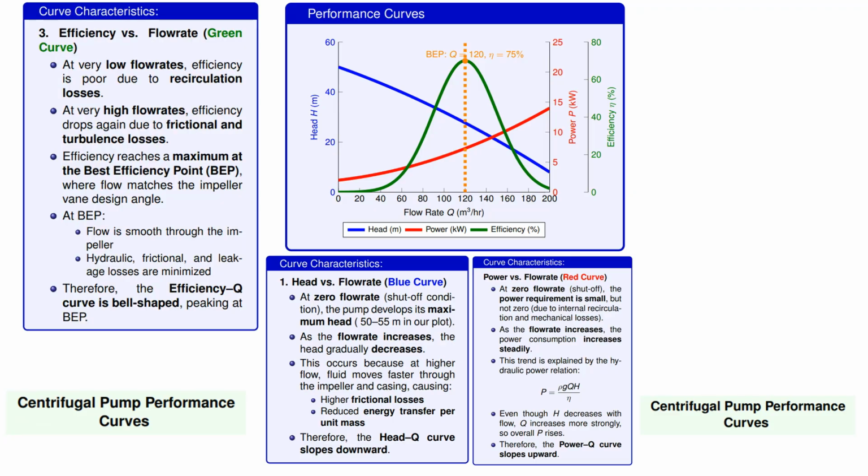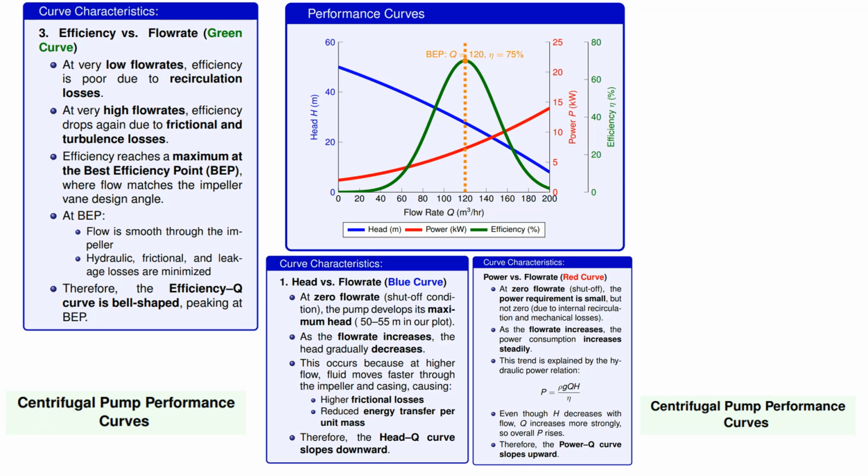The green efficiency curve is the most interesting. It is bell-shaped, peaking at what we call the best efficiency point, or BEP. At very low flow rate, efficiency is poor due to recirculation losses. At very high flow rate, efficiency drops again due to frictional and turbulent losses.